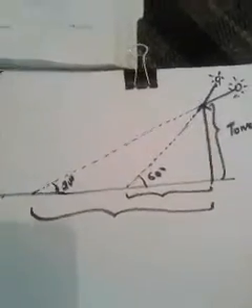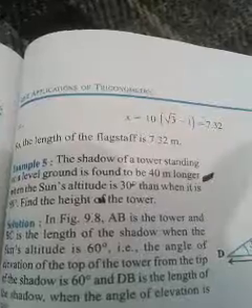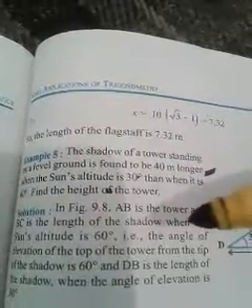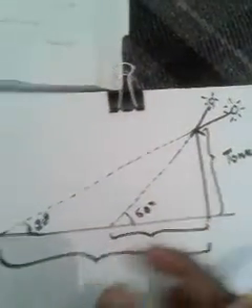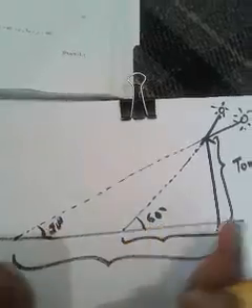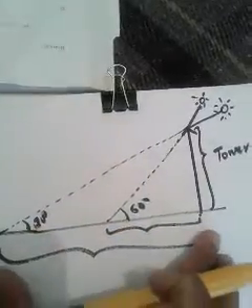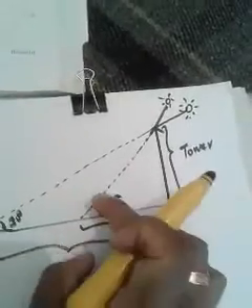Now, let me read the question. See, the shadow of a tower standing on a level ground is found to be 40 meter longer when the sun's altitude is 30 degree than when it is 60 degree. That means that when the sun's angle is 30 degree, the length of the shadow is 40 meter longer than when the sun's altitude is 60 degree. It means that when the sun's altitude is 60 degree, this is the shadow. When the sun's angle is 30 degree, this is the shadow, and that is 40 meter more than the shadow length when the sun's altitude is 60 degree.